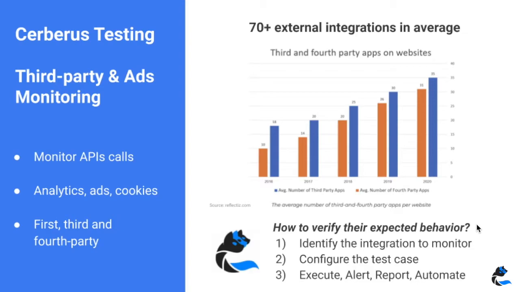First, we'll share how you can identify the integration you want to monitor. Then we will share a template and how to configure the test case to verify the expected behavior. And then we will see how you can run and verify the expected result. Behind the scenes, we will verify the API calls. It can be applied to a variety of content such as analytics, ads, and cookies, and also to all types of cookies, so first, third, and fourth party.